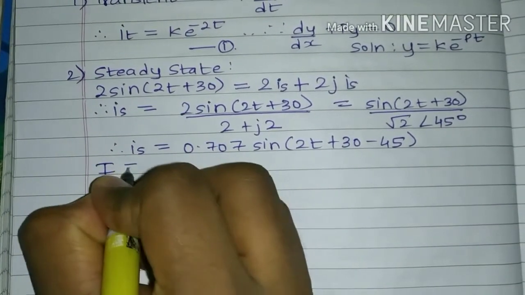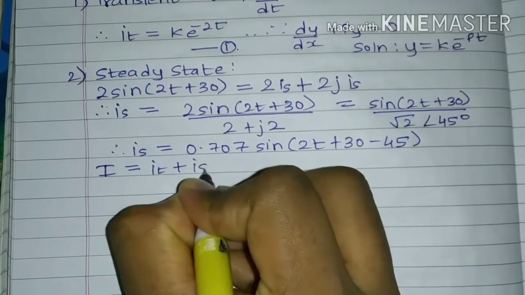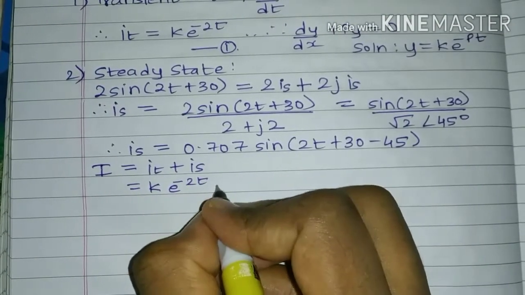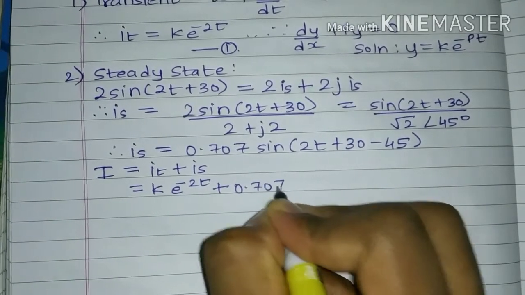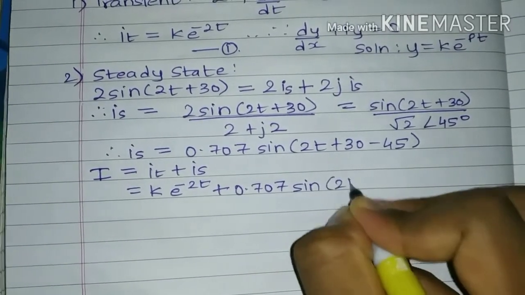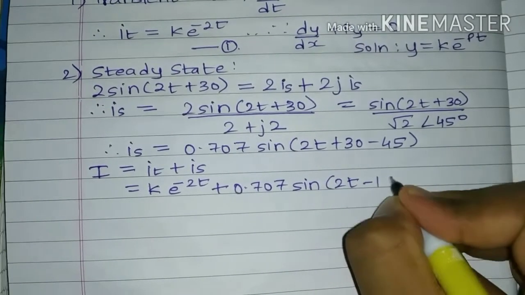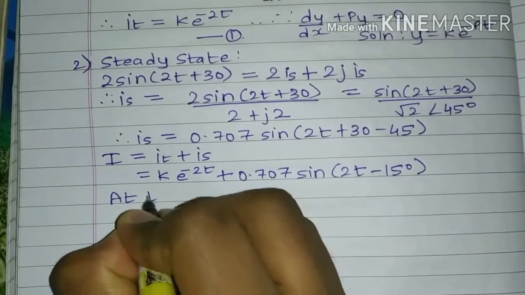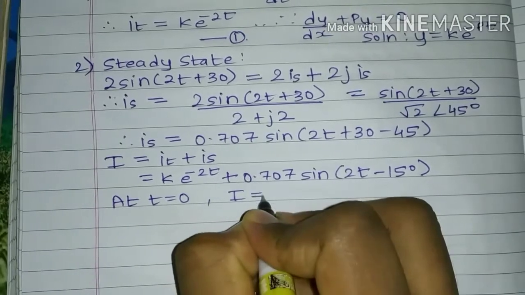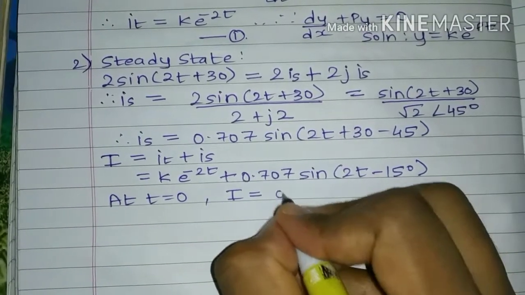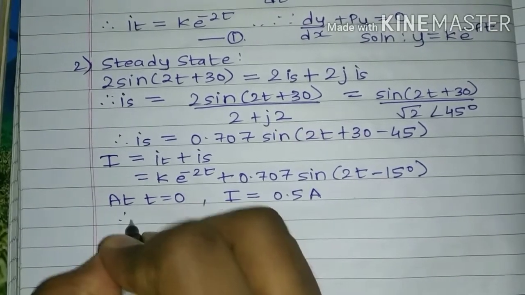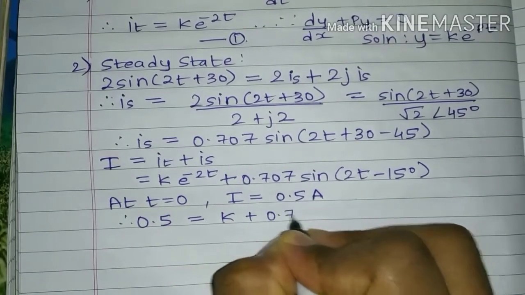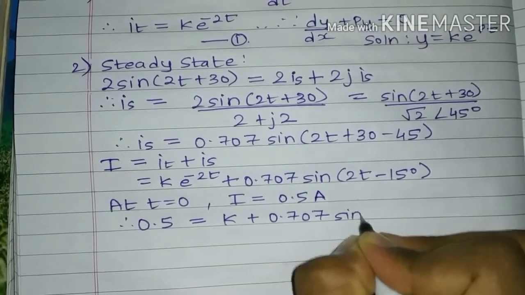Hence the total current will be the sum of the transient current and the steady state current. Therefore I is equal to it plus is, which is equal to k e raised to minus 2t plus 0.707 sine of 2t minus 15. Now to find out k, we will put t is equal to 0, and at t is equal to 0, I is 0.5 ampere. Therefore 0.5 is equal to k plus 0.707 sine of minus 15.